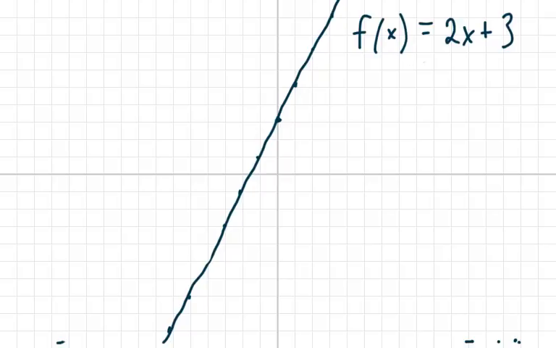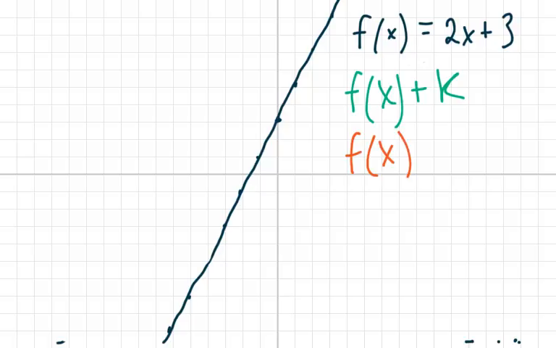Okay, so I've graphed a function here. That function is f of x equals 2x plus 3. We're going to look at how we go about translating this graph and what the effects of, say, having f of x plus k or maybe f of x minus k. We're going to look at what these k values here will do to our graph, okay?